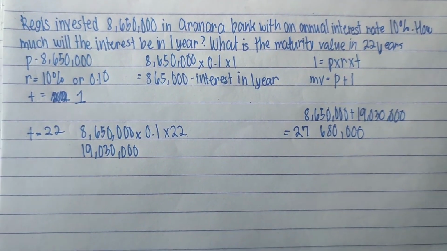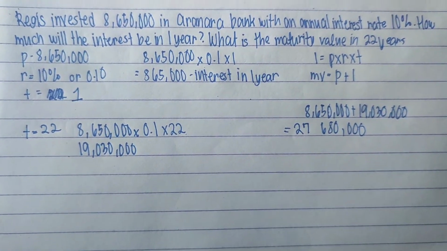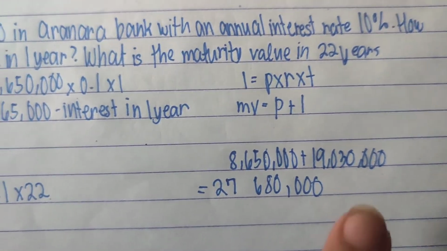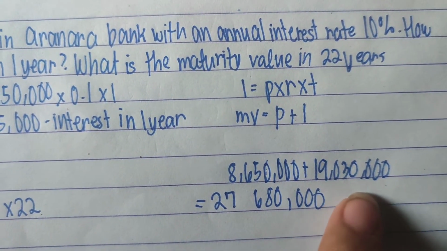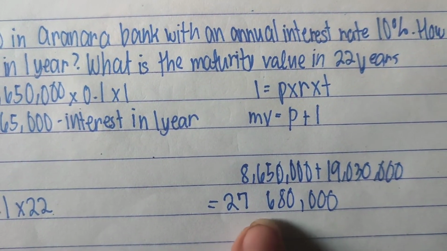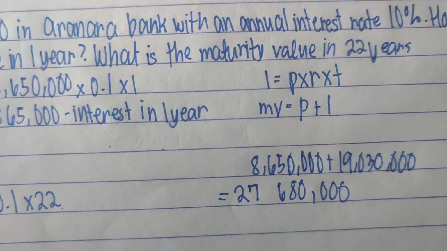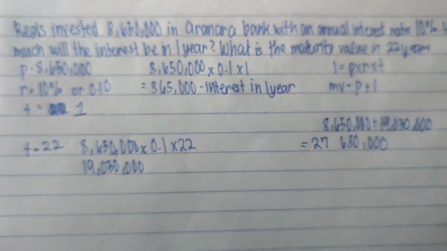Ang gagawin natin is hahanapin natin yung maturity value, which is principal plus interest. Ito siya. 8,650,000 plus 19,030,000. Ang result niya ay 27,680,000. Tapos yun ang maturity value niya in 22 years.